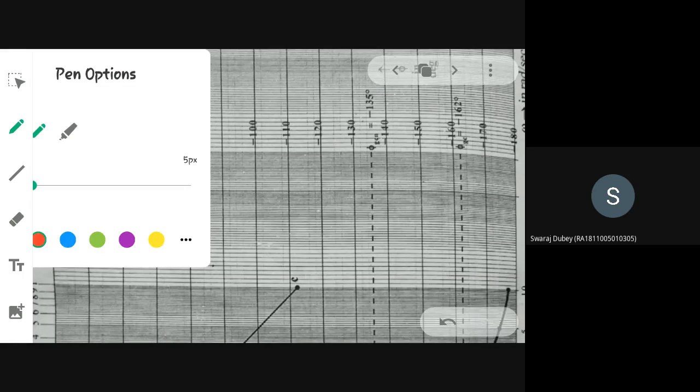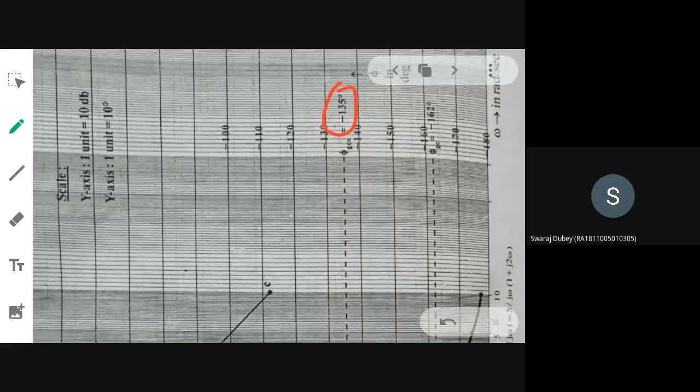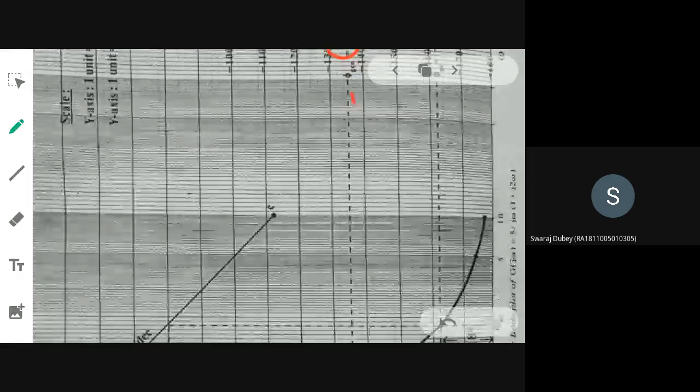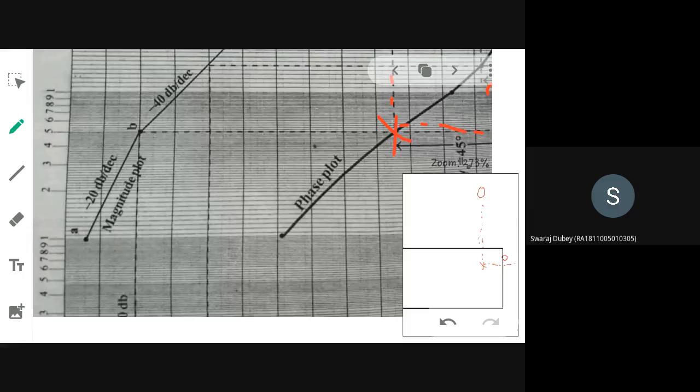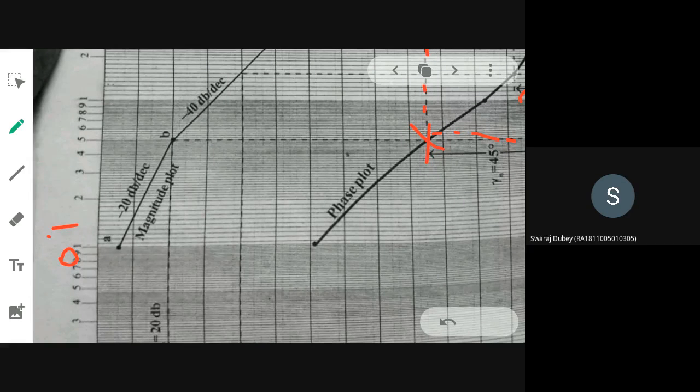So where is your minus 135? It is around here. You extend the line so that it meets your phase plot, and this is the point where that minus 135 is. You extend the same to the omega axis. So this is 0.1, the point where minus 135 hits. What is your omega GCN now? This is your new value of omega GCN. This is 0.1, and 0.1 means 0.5. So the new value of omega GCN is 0.5 radians per second, which you are getting from the graph.